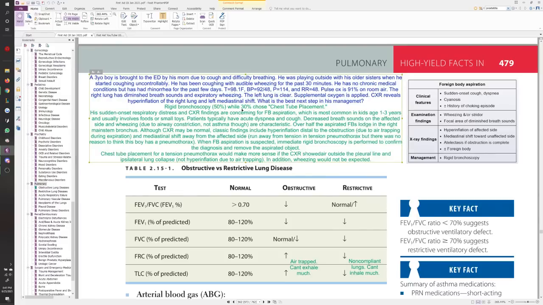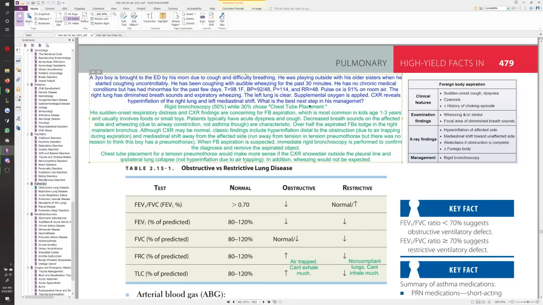Now, I have no idea what these people were really thinking when they said that you should do a chest tube placement, right? So these 30% of people are the people that would have seen this 3-year-old at an airport, and then they would want to be the superhero doctor, and they would put a chest tube into a patient that definitely did not need a chest tube. That sucks, right? That's stupid.